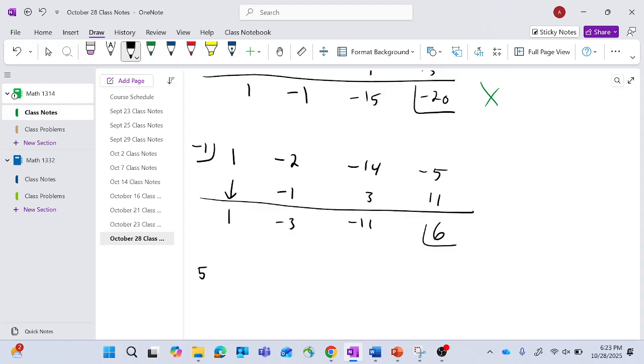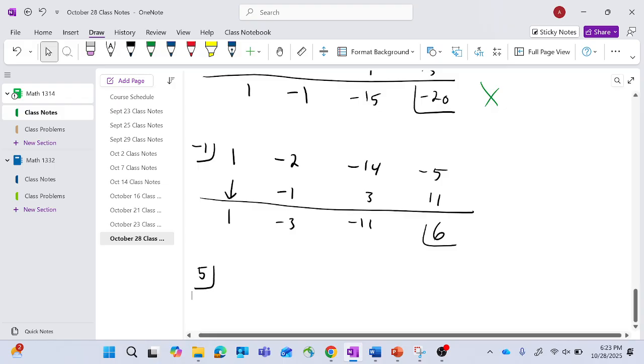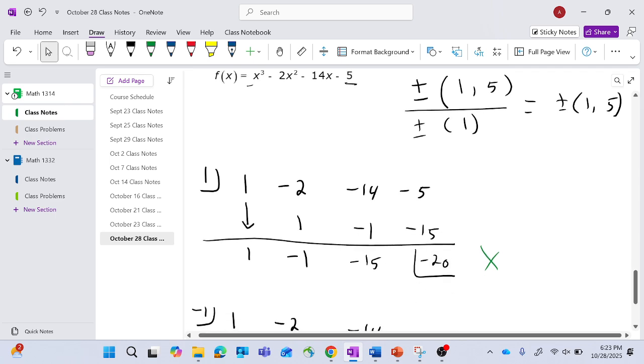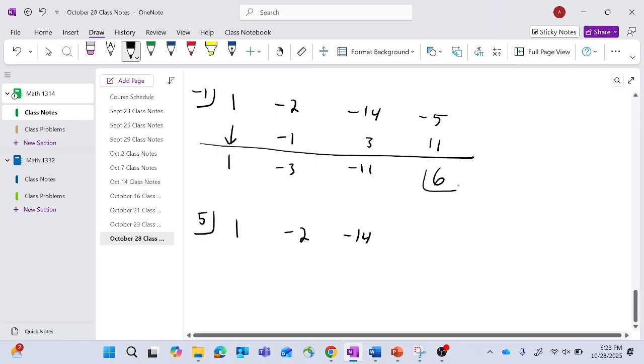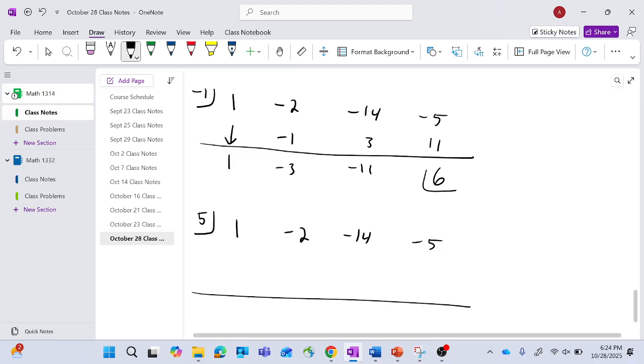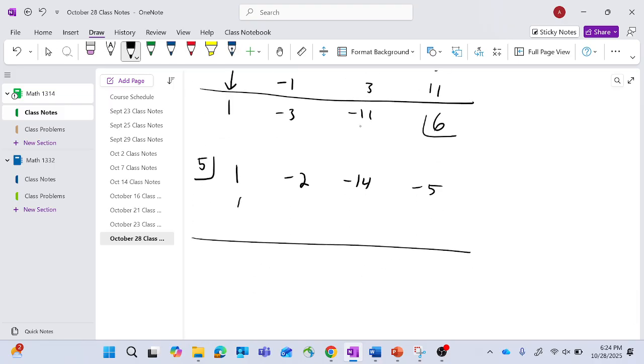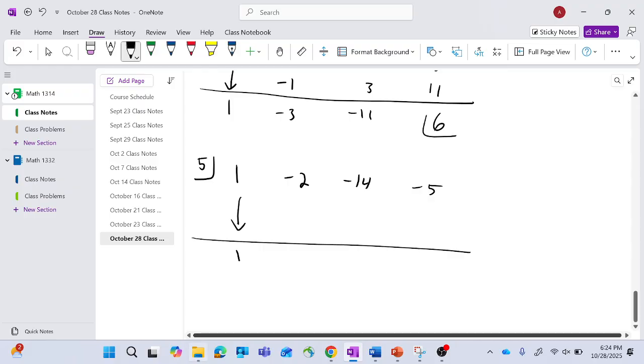So we go on to 5. And 1, negative 2, negative 14, negative 5, same coefficients. Bring down the 1. 5 times 1 is 5. Add going down is 3. 5 times 3 is 15. Add going down is 1. 5 times 1 is 5. Add going down is 0. Finally got it. We got a remainder of 0.